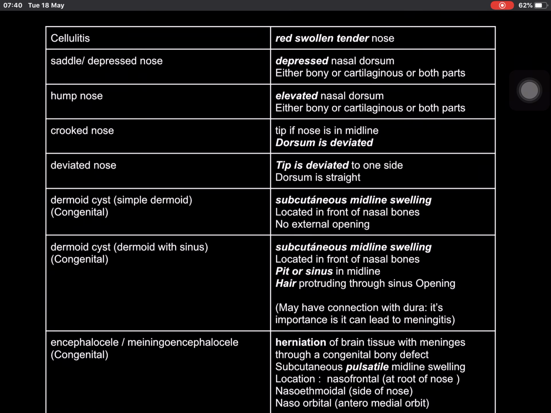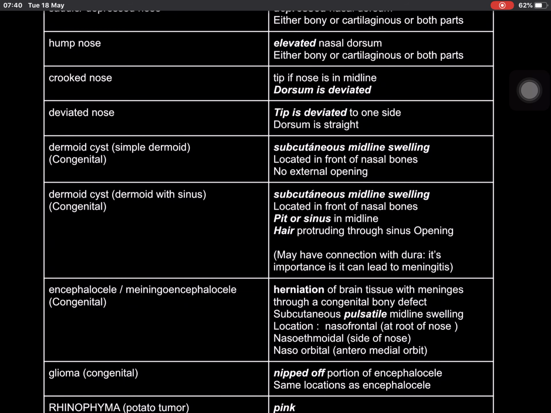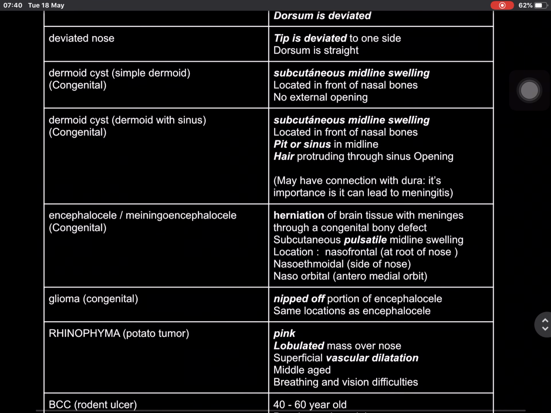Dermoid cyst is a simple dermoid, congenital. It's a congenital problem, a subcutaneous midline swelling located in front of the nasal bones. But if it's a dermoid cyst with a sinus, it is a subcutaneous swelling in front of the nasal bone, but it has a pit or sinus in the midline, and sometimes a hair may protrude through the sinus opening. Sometimes the ENT parts present in the head can communicate with the brain inside the head. They can communicate with the covering of the brain, the meninges. So it can lead to meningitis if the sinus cyst gets infected.